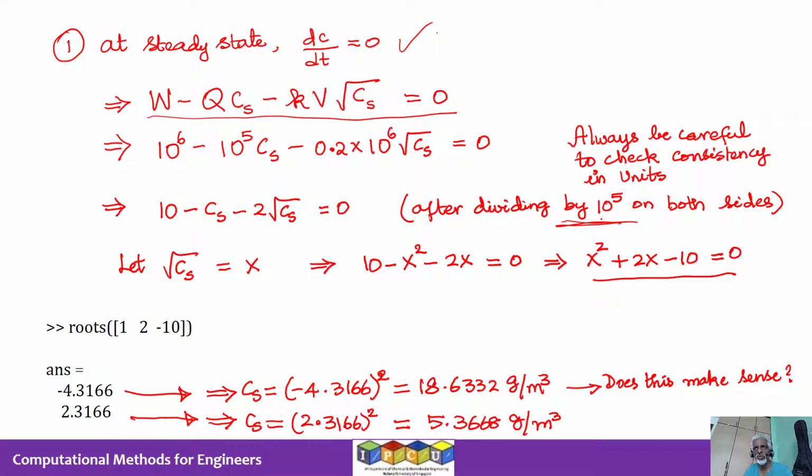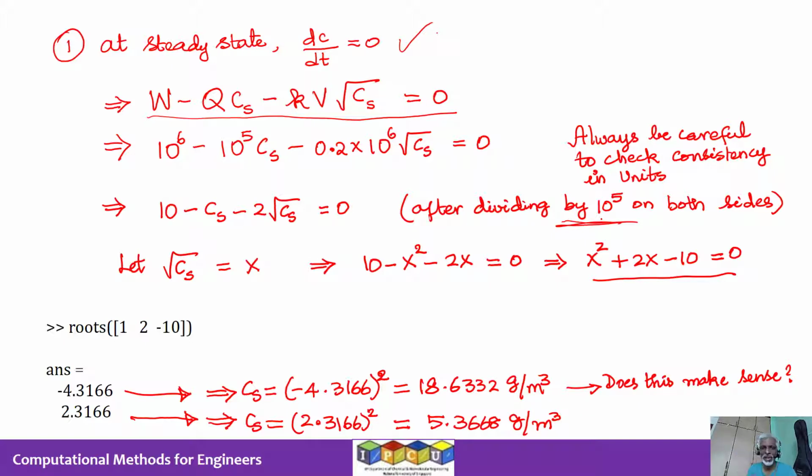That is always very important, to check for the consistency of units so that we do not miss out any term inadvertently and solve the wrong problem. There is no greatness in solving the wrong problem correctly. So we always have to be very careful to check consistency of units and things like that.